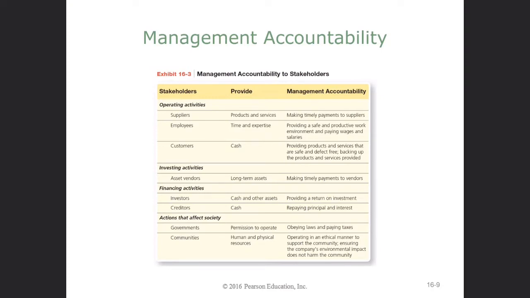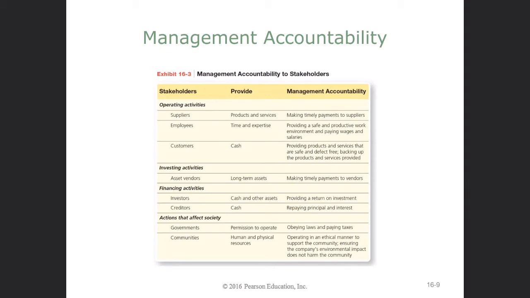Customers, they provide the cash. They purchase products from us, we get their cash. Our management's accountability is to provide products and services that are safe and free of defects, and to back up the products and services that they provide.